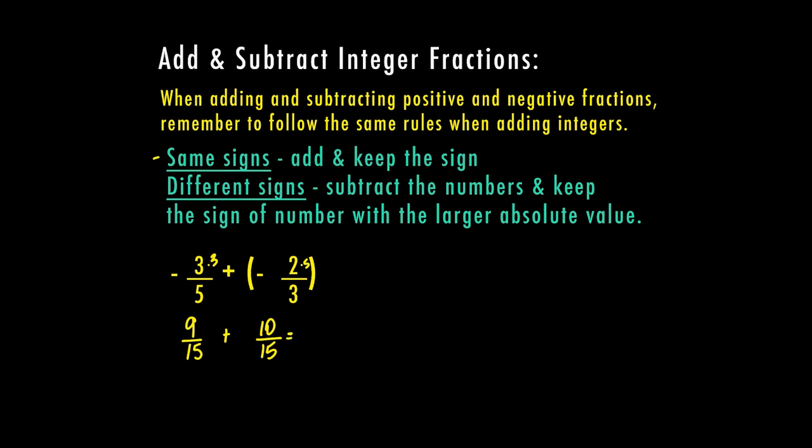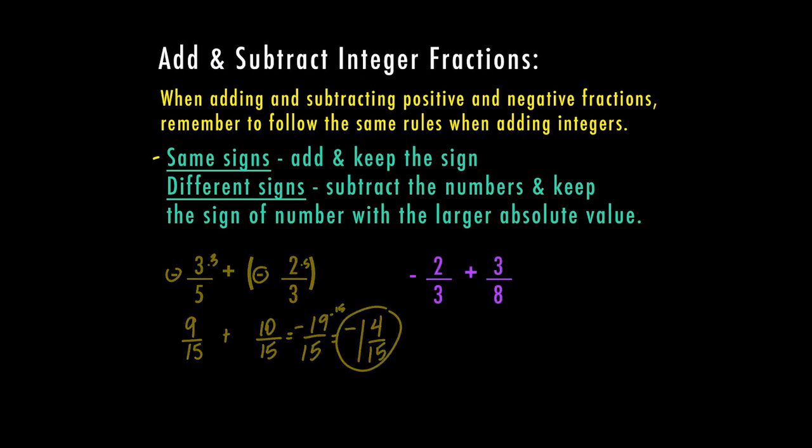I'm going to add my numerators, so that equals 19 over 15. I do know because they are both negative that my answer is going to be a negative. But I do want to make this simplest form, and since 19/15 is an improper fraction, I'm going to go ahead and divide here in order to turn it into a mixed number. I'm going to keep my negative sign, and I know 15 goes into 19 one time, and then I have a remainder of 4 out of 15. And since I can't reduce this anymore, negative 1 4/15 is my final answer.